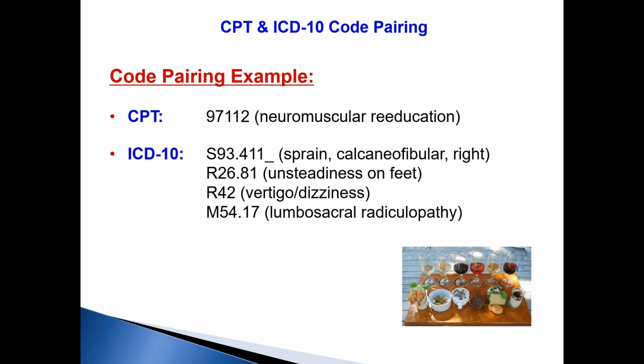Little clinical stuff you should check into. How about unsteadiness on feet? Neuromuscular reeducation. Again, it's used to improve balance and coordination. Patient has vertigo, dizziness, R42. Unsteadiness on feet, R26.81. There's a nice matching. How about lumbosacral radiculopathy and neuromuscular reeducation? That can pair very nicely. That's M54.17. Again, you have to check with all the carriers you bill to see what their definitions and their policies, specifically payment policies, are on each one of these procedures.